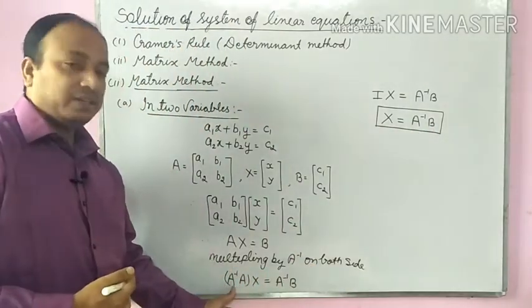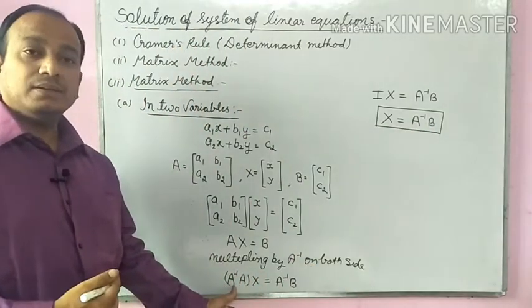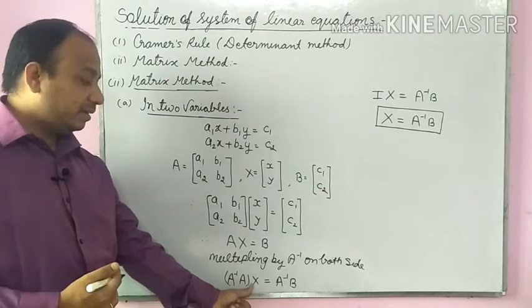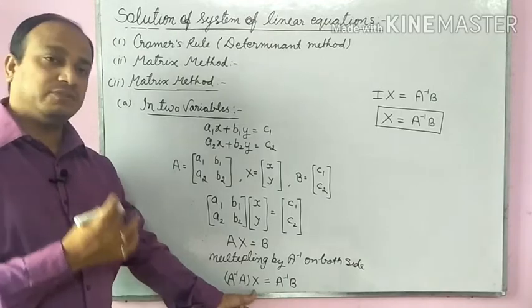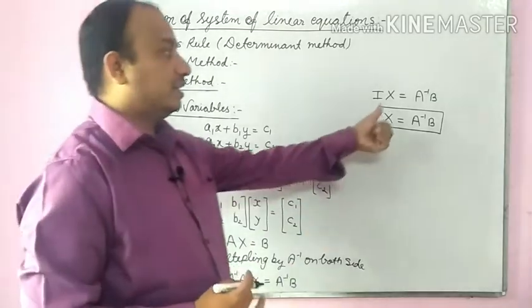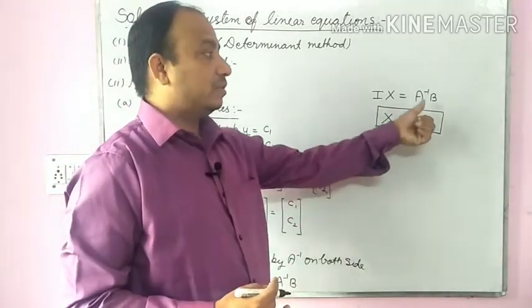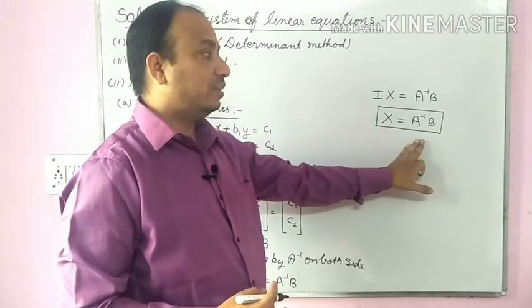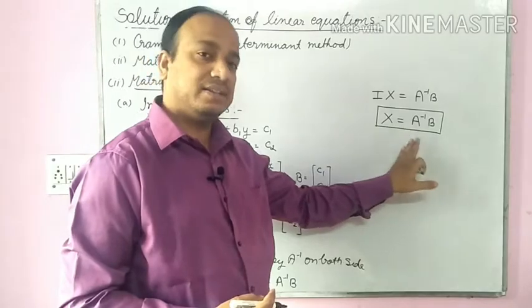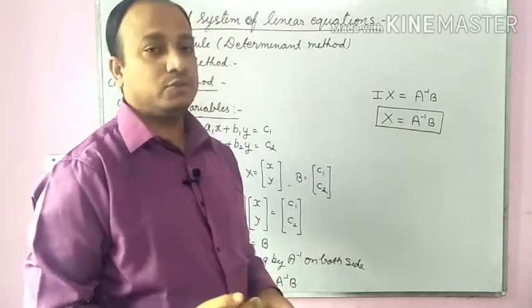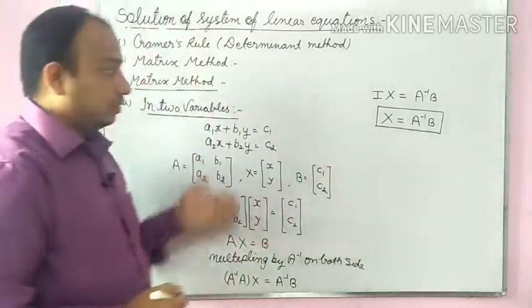क्लियर हो गया, A को A इनवर्स से मल्टीप्लाई करने पर कितना मिलेगा, आइडेंटिटी मैट्रिक्स, और आइडेंटिटी मैट्रिक्स को किसी भी मैट्रिक्स के साथ मल्टीप्लाई किया जाए तो उस मैट्रिक्स के ऊपर कोई इफेक्ट नहीं होगा, then we get matrix X equals A inverse B. This is the formula for the solution of a linear equation in two variables by the matrix method. Okay, X equals A inverse B. Okay, noted.